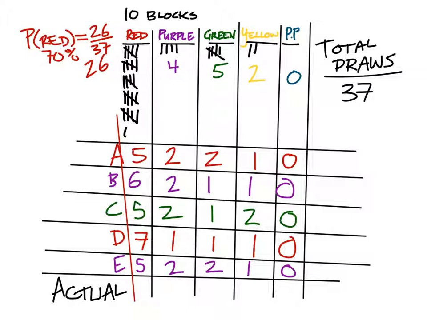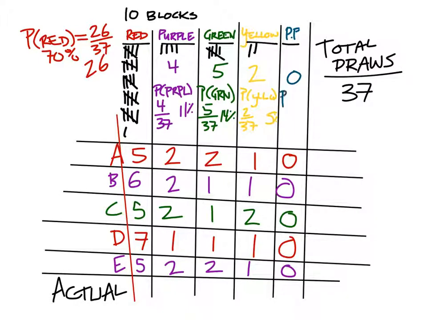Now let's look at purple. It's 4 purples out of 37 draws. So changing this to a decimal, that came to 10.8%, which I'm just going to round to 11%. What about good old green? So I got 13.5%, which again I will round to 14%. Now what about the yellow? So as a fraction, we got 2 out of 37. Now let's look at the probability of good old perverted purple, which no one seems to like anyways. Well, we got 0 out of 37 draws. So we'd get 0% on that, right?